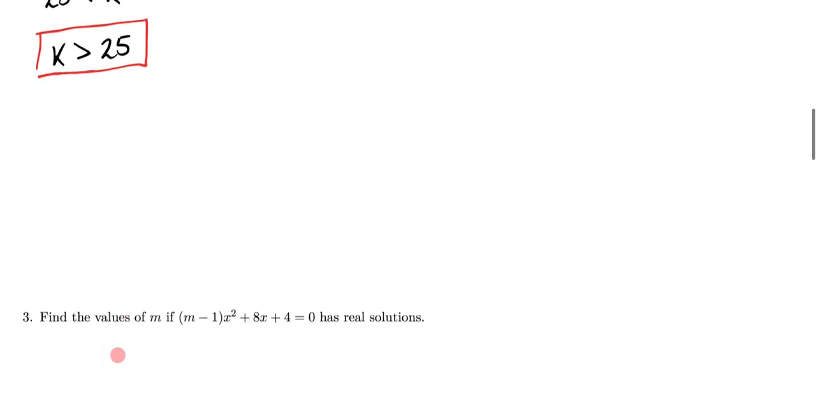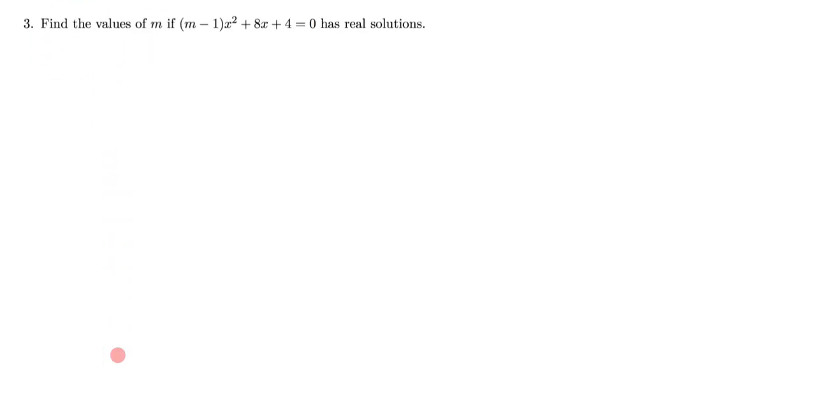Let's now move on to question 3. Find the values of m if this has real solutions. Now, they're trying to be tricky with you here. Has real solutions. What haven't they told you here? They haven't told me if I have repeated solutions. And remember, I'm going to get repeated solutions if my discriminant is equal to 0.